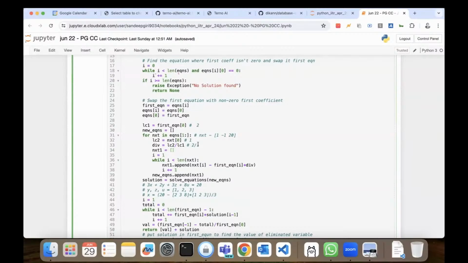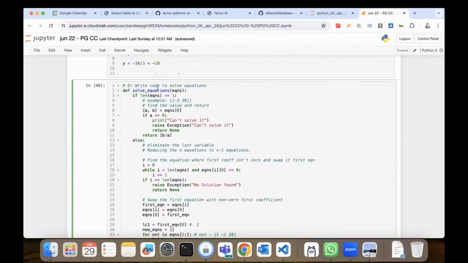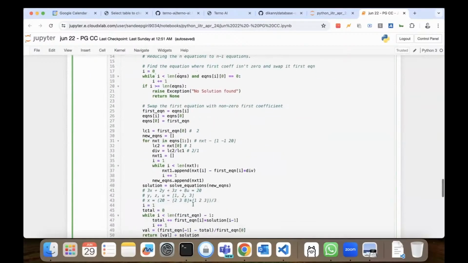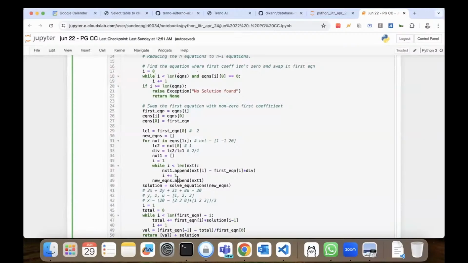All right. So if both are the same, then it'll be 2 by 2, 3 by 3 or whatever. So div will be 1 and we'll multiply the first equation by 1 and subtract it from the second equation. Whatever is the result, we keep it in a new equation. We do that for all the equations and prepare a new set of equations. And then we call the same function recursively. When we call that function recursively, it will repeat the process, so from 3 to 2, 2 to 1, it'll do the job.